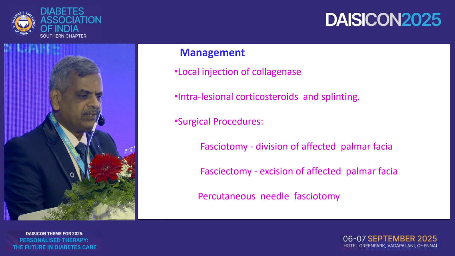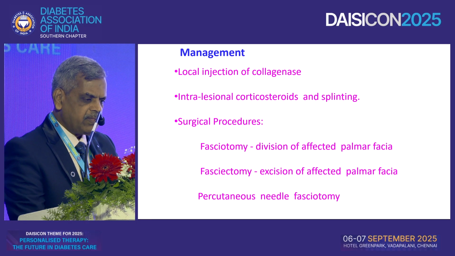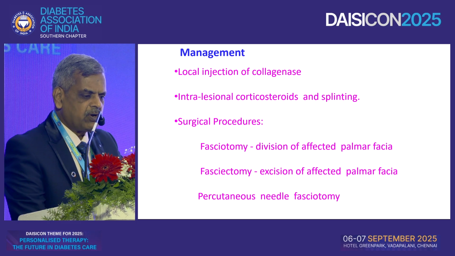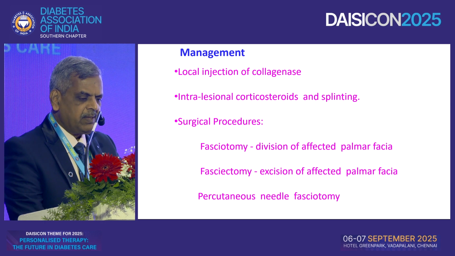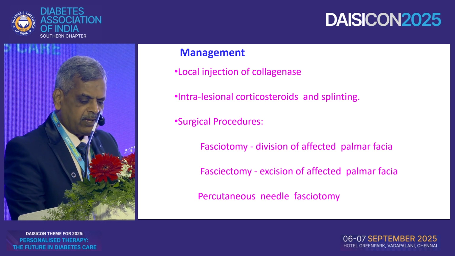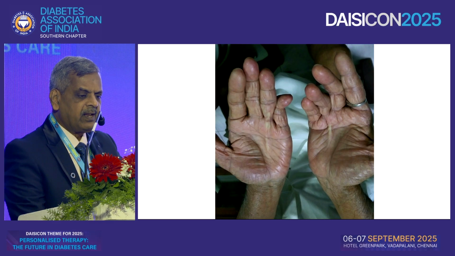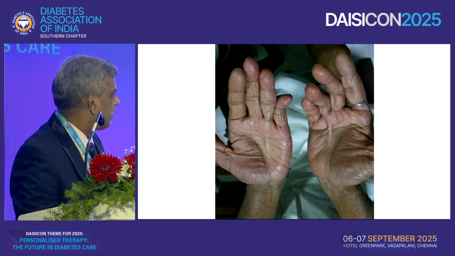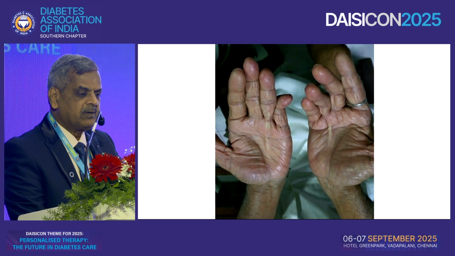Management: local injection of collagenase, intralesional corticosteroid, and splinting. Surgical procedures: fasciotomy, division of the affected palmar fascia, or fasciectomy, excision of the affected palmar fascia, and also percutaneous needle fasciotomy. See, these are all the pictures, especially the little finger and ring finger, with the thickened cord. This is my own patient with a long duration, more than 40 years of diabetes.